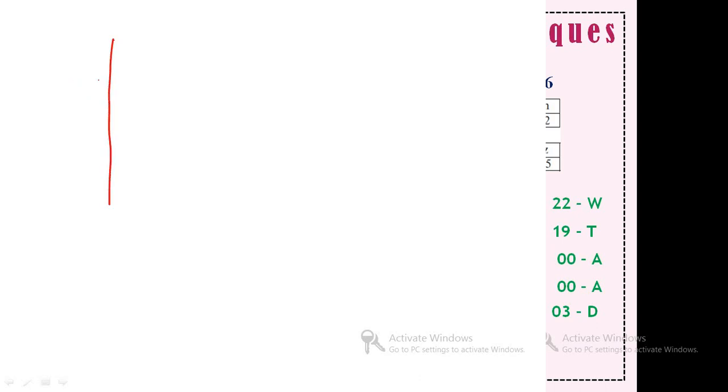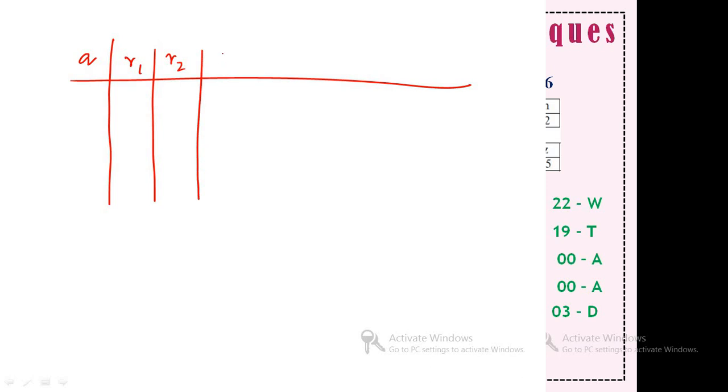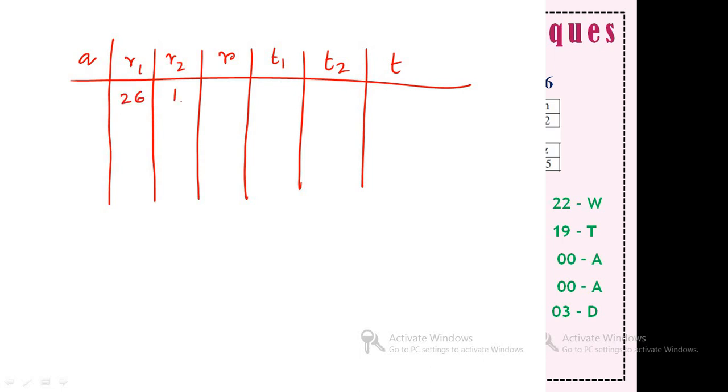So let me try the table first. I'll keep this as Q. So we have R1, R2, R, T1, T2 and T. These are the variables that we have to update. First step, we are just substituting R1 as 26 and R2 as 11. What was the next step? T1 is 0 and T2 is 1. So this is step 1 that I am trying to do.